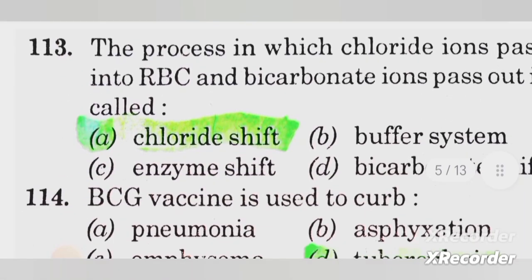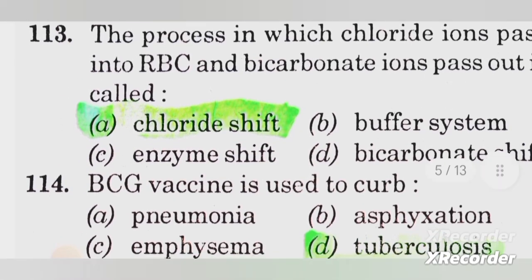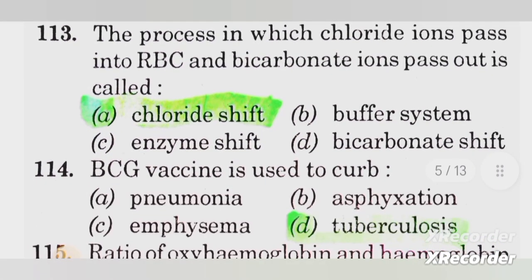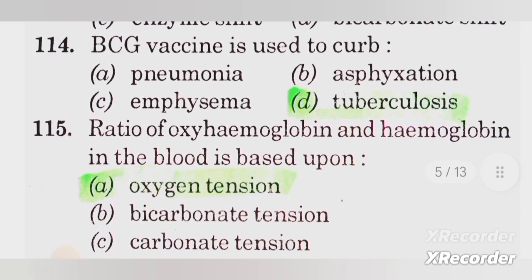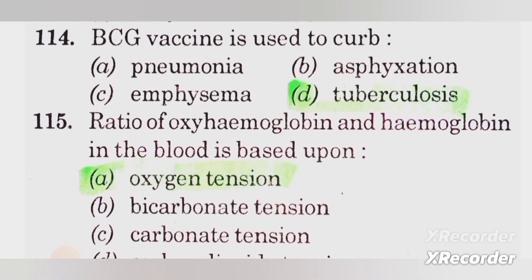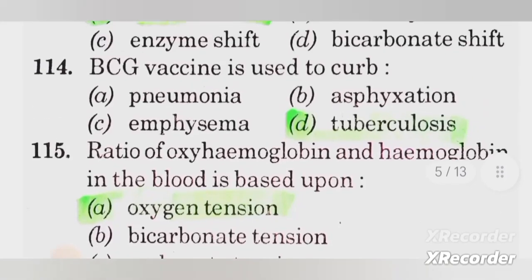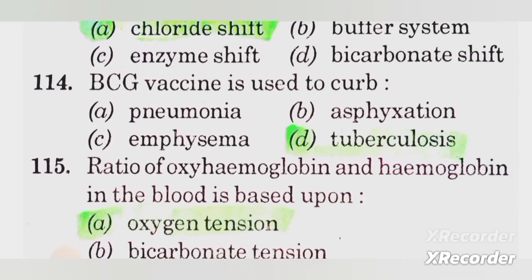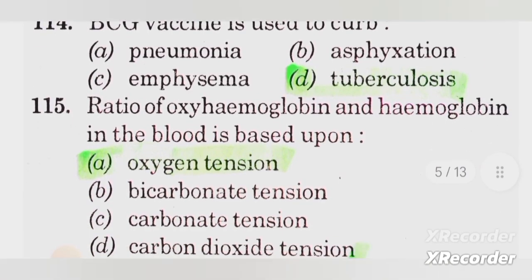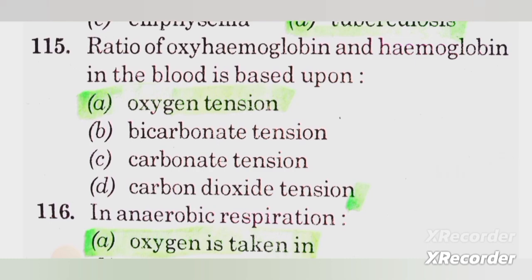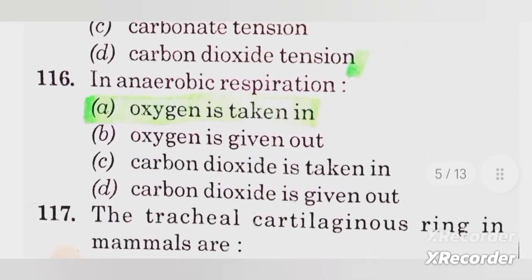Next, 113. The process in which chloride ion passes into RBC and bicarbonate ions pass out is called answer A. Chloride shift. Next, 114. BCG vaccine is used to curb answer D. Tuberculosis. Next, 115. Ratio of oxyhemoglobin and hemoglobin in the blood is based upon answer A. Oxygen tension.